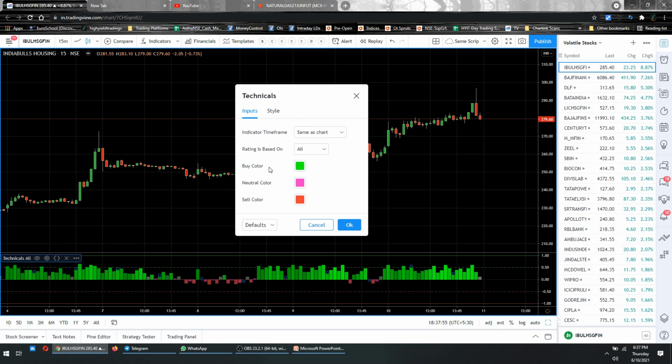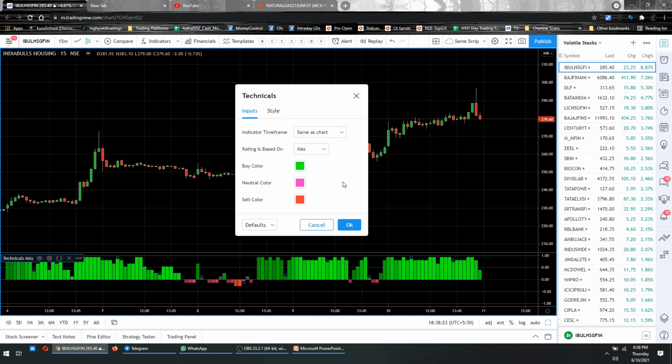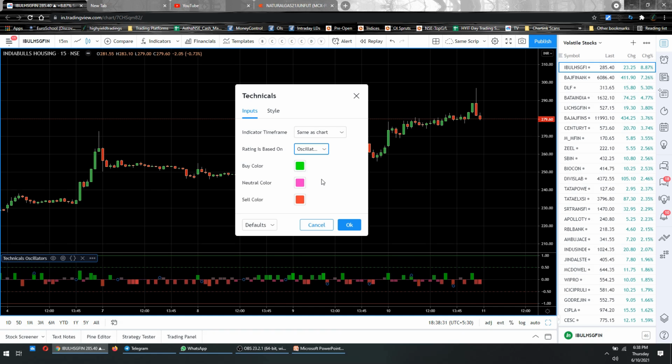Let's start from the beginning. Indicator time frame will be same as script. Rating is based on, you have to click on all. If you click on the drop down, you have the moving averages and the oscillators. Now if you select only MAs, have a look what happens when I click on MAs. Have a look at the technical ratings here. I click on MAs, and it completely got changed. Similarly, if I click on oscillators, again it completely got changed.